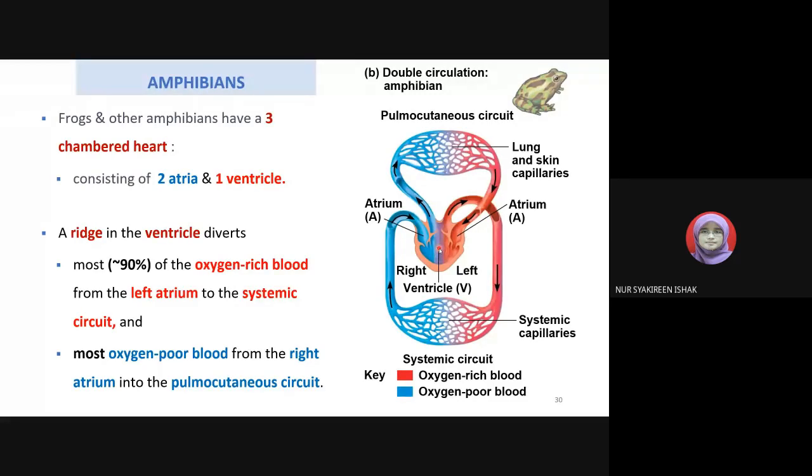So a ridge in the ventricle will divert almost 90% of the oxygen-rich blood from the left atrium. So this is the left atrium to the ventricle. The ventricle will pump oxygen-rich blood to the frog artery, which is here, and it enters into the systemic circuit. Most oxygen-poor blood returns from the systemic capillaries to the heart and enters into the right atrium here. Most oxygen-poor blood from the right atrium enters into the pulmocutaneous circuit, which depends on lung and also skin as the respiratory surface.